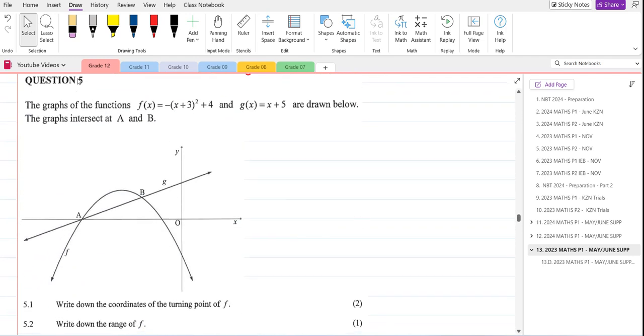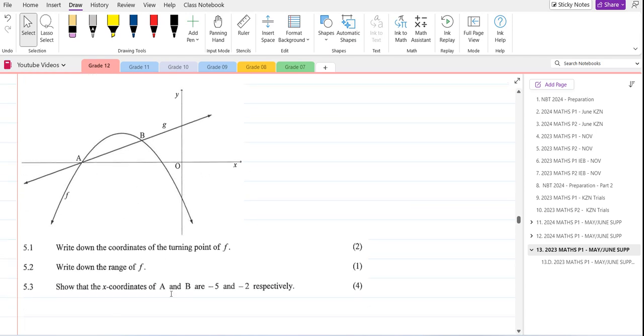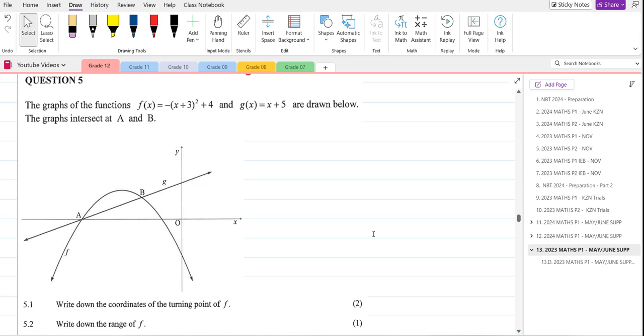Question 5. The graphs of the function f of x and g of x are drawn below. So we got a parabola and a line. Obviously the parabola equation is written in turning point form, and that's just the equation of a straight line. The graphs intersect at A and B. So remember, we can find the points of intersection A and B. Remember, A is also the x-intercept of the parabola. Write down the coordinates of the turning point of f.